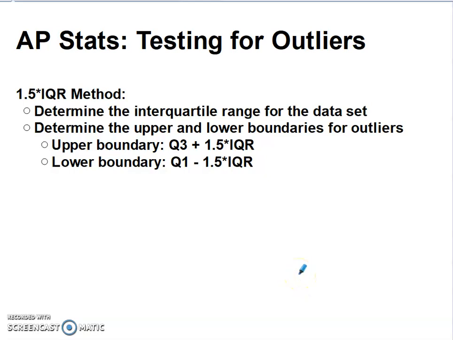In AP statistics, you will be dealing with outliers off and on throughout your coursework. If you are ever required to verify, justify, prove that you have outliers, you might be directed at using one method or another method. Here we're going to talk about one of the two major methods, and that's going to involve the interquartile range.